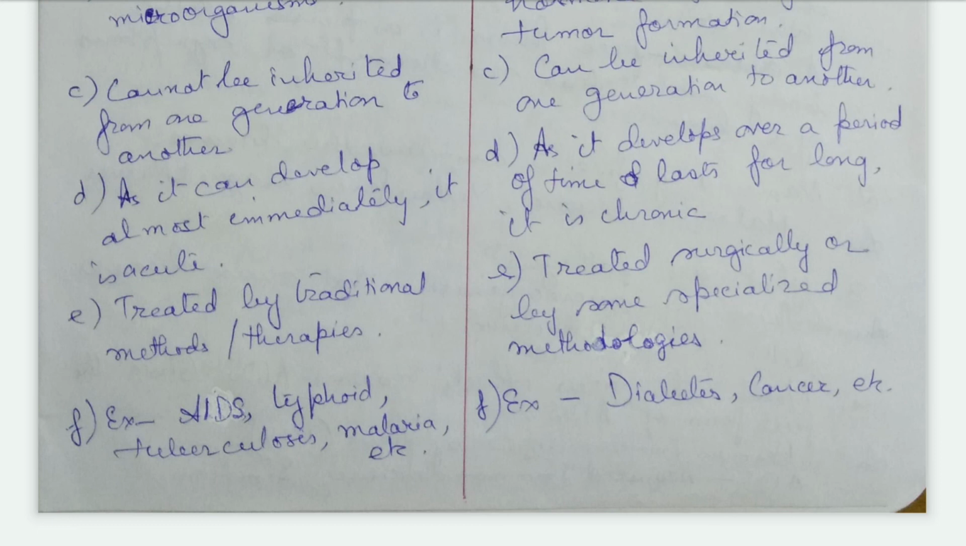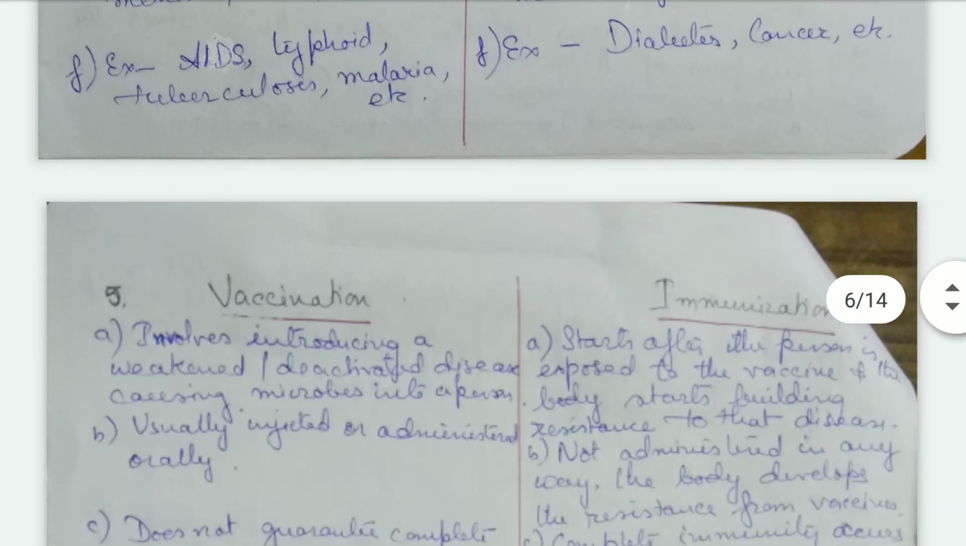For example, communicable diseases are AIDS, typhoid, tuberculosis, malaria, etc. Non-communicable diseases are diabetes, cancers, etc.